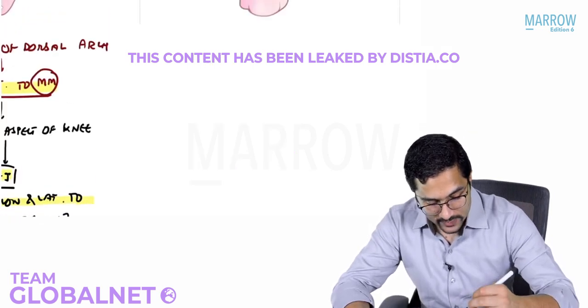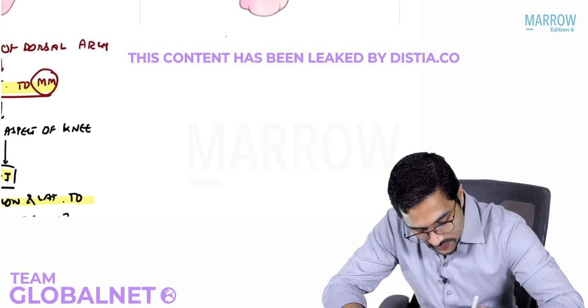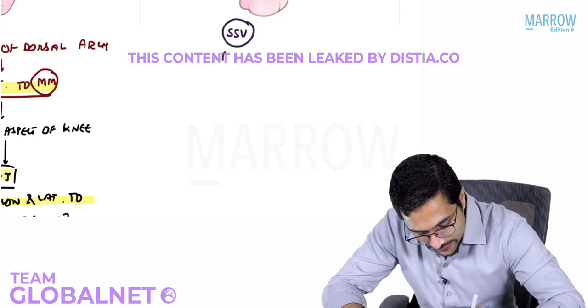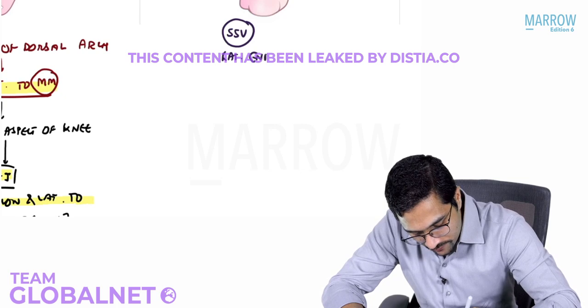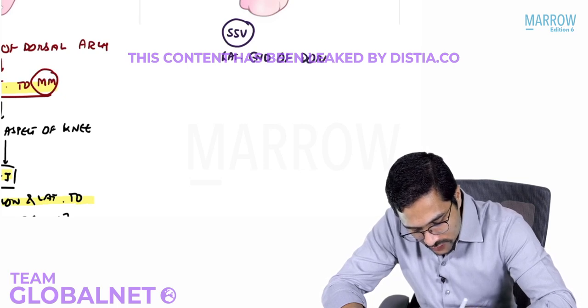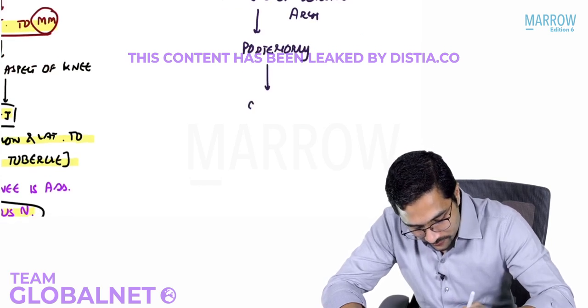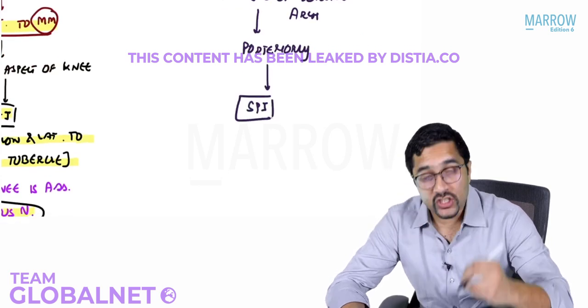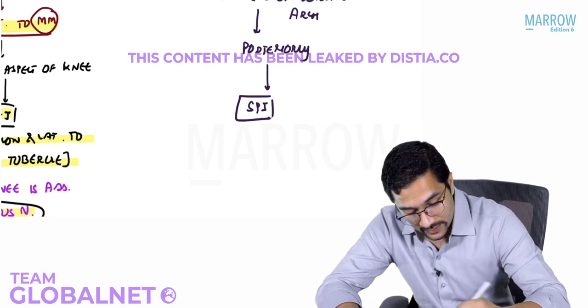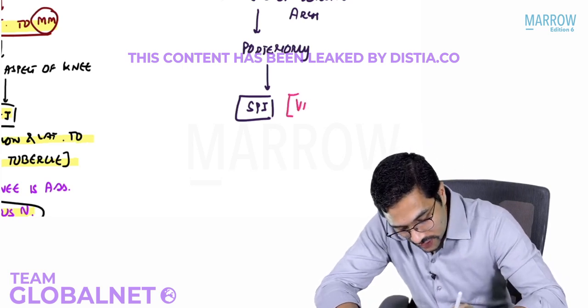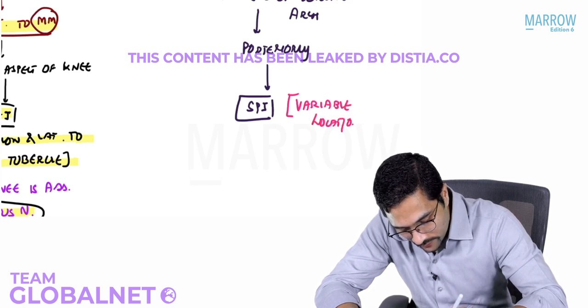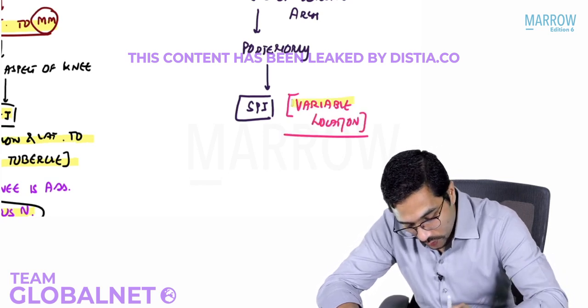The short saphenous system, the short saphenous vein arises from the lateral end of the dorsal venous arch, and this travels posteriorly to drain at the saphenopopliteal junction. SPJ is the saphenopopliteal junction, and the saphenopopliteal junction has a variable location. So that is what I want you to know. This is very important. It has a variable location.